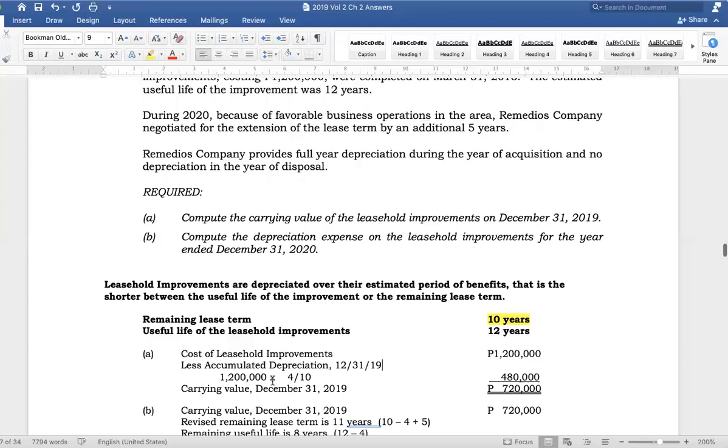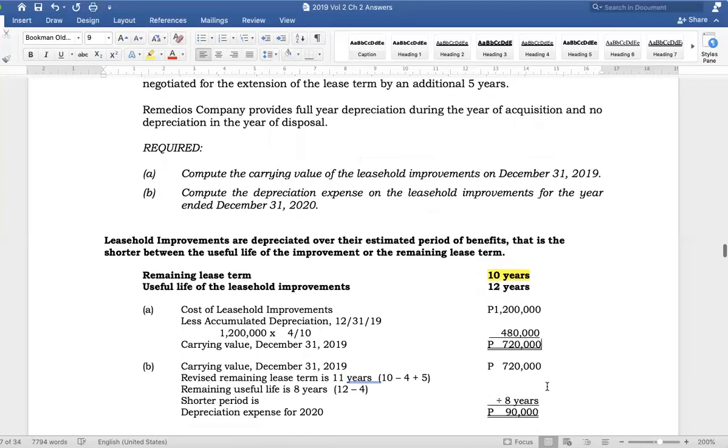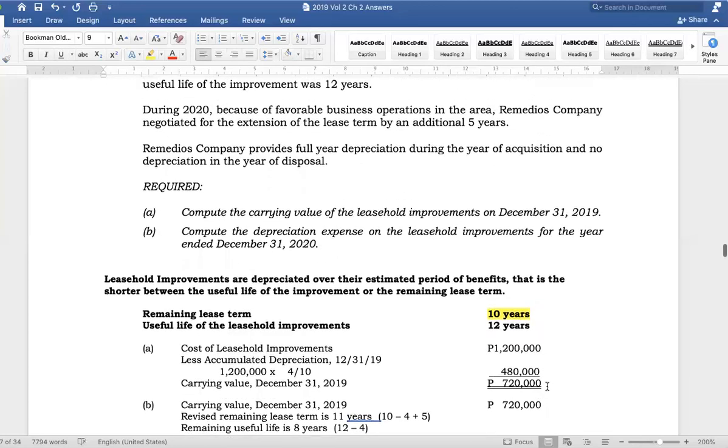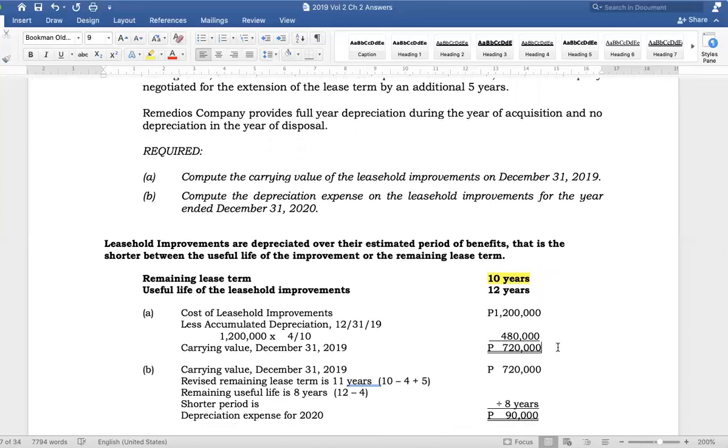That is 1,200,000 divided by 10 times 4 years from 2016, 17, 18, 19. So that's 480,000. So the carrying value is 720,000. So during the subsequent year, 2020, so that is the answer to letter A.